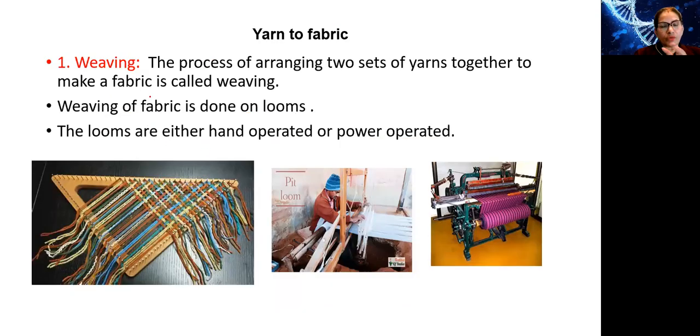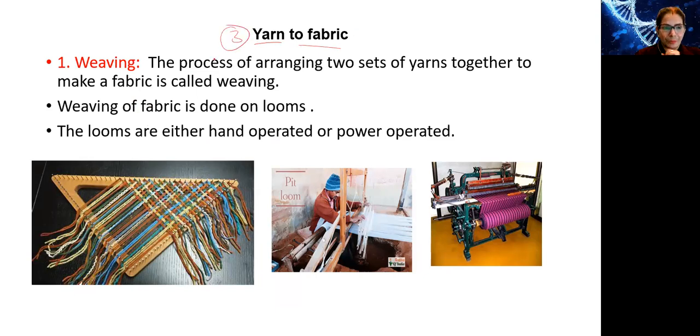So we have seen now how we got yarn. First we got the fiber. Second, we got the yarn. Yarn is nothing but the thread. If it is very, very thin, we call it a thread. If it is slightly thicker, we can call it a bundle of yarn. From the yarn now, this is the third stage. From yarn, we are going to the fabric.